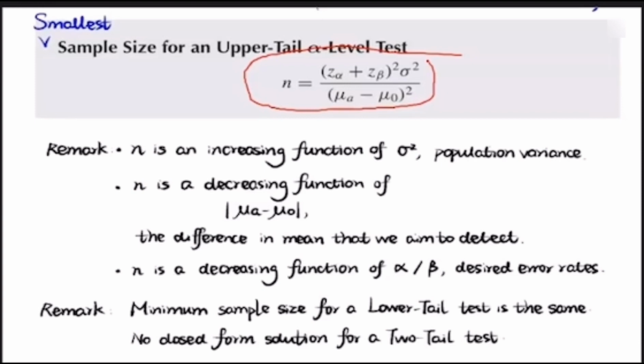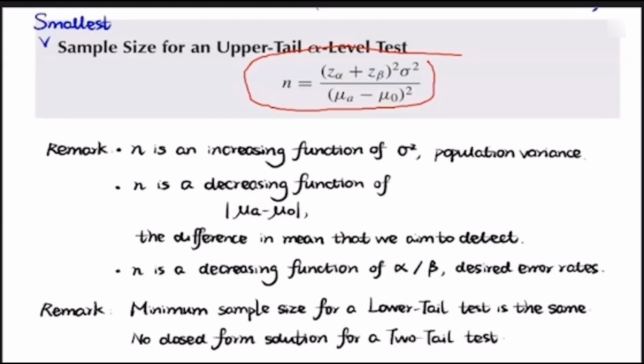But there's no closed form solution for a two tail. If your alternative is two tail and you actually want to determine your sample size, your equation will not be in a closed form. And that means if you want to solve equations that are not in a closed form, then we have to go numerical. In mathematics, that's what we call the numerical approach, where we go by way of iteration. Does that make sense? That is for two-sided tests.